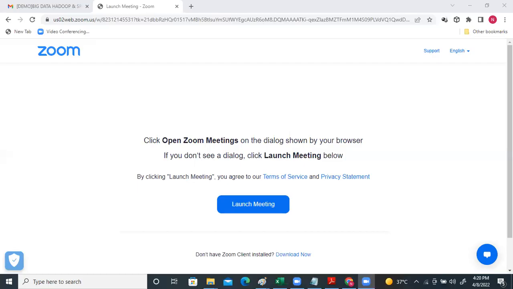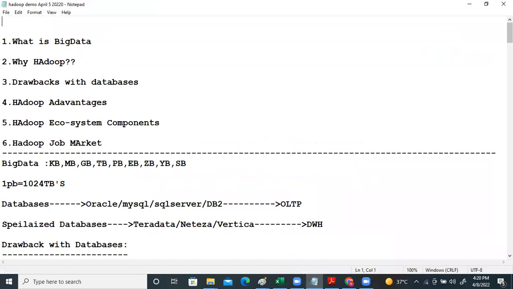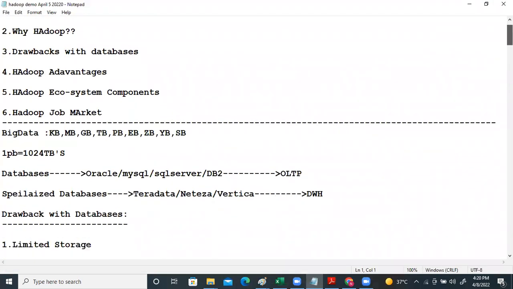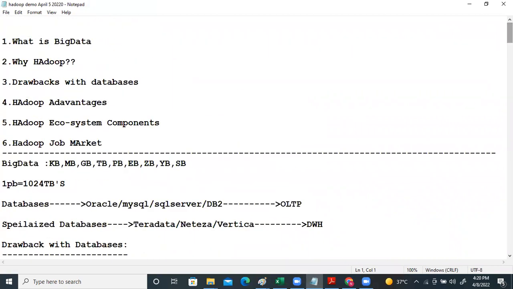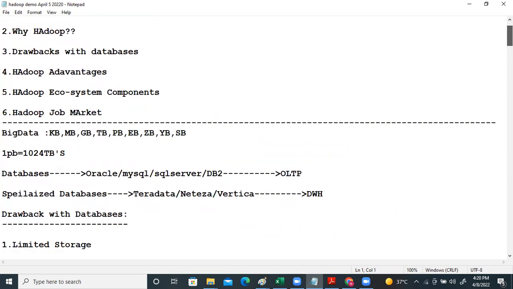How exactly data is stored and how exactly data is processed. Right? Today I'll be discussing with examples. So Hadoop is meant for storage and processing, for huge data storage and huge data processing. Hadoop provides two services, storage and processing.